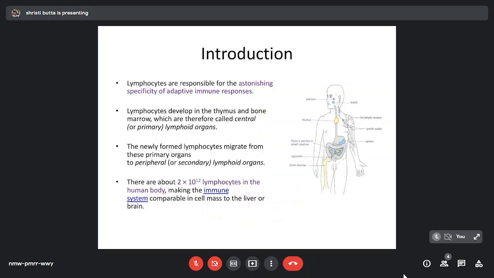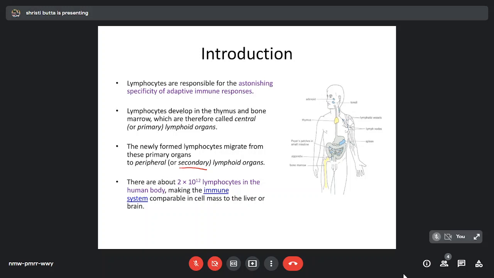Now, lymphocytes. Lymphocytes are responsible for an astonishing specificity of adaptive immune responses. Lymphocytes develop in the thymus and bone marrow, which are therefore called the central or the primary lymphoid organs. The newly formed lymphocytes migrate from these primary lymphoid organs to the secondary lymphoid organs. There are about 2 times 10 to the power 12 lymphocytes in the human body, making the immune system comparable in cell mass to that of the liver or brain.